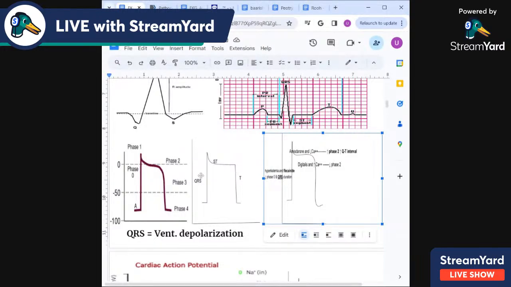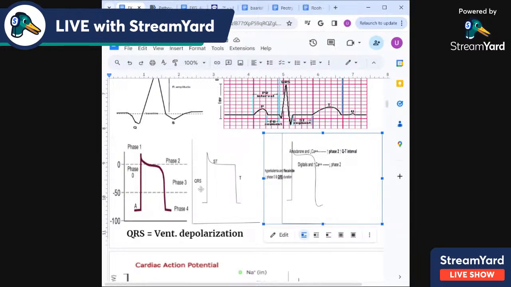So depolarization plus repolarization is QT. Both QRS plus ST is QT. In ST, phase 2, there is calcium entry into the cell, whereas in QRS there is sodium entry. In phases 1, 2, and 3 potassium exits out of the cell, and then there is phase 4, or resting membrane potential.